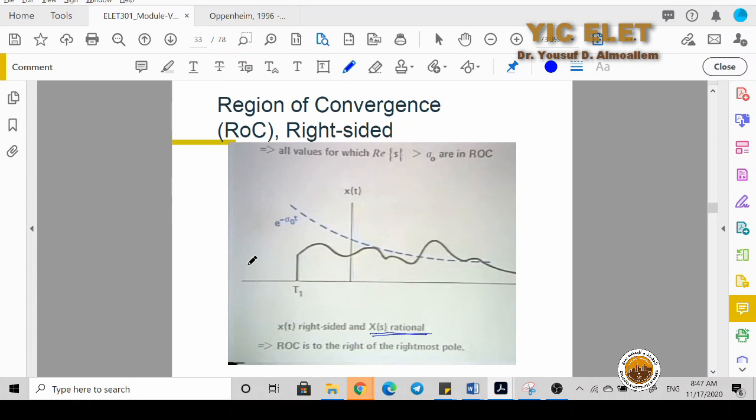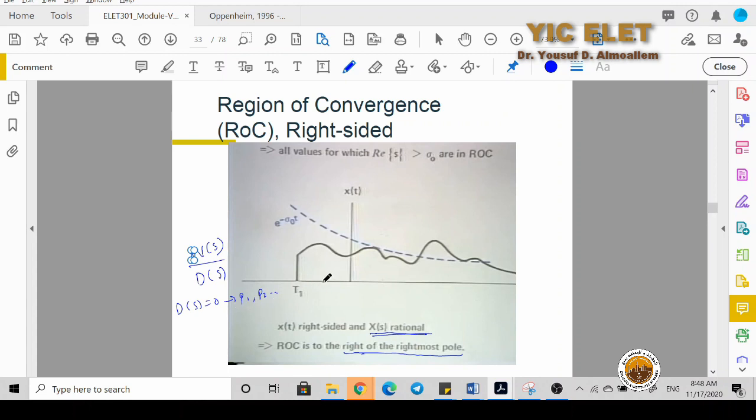فلما نحلل denominators والdenominators ونبدأ نشتغل عليها، فنجي نقول حيطلع معانا D of S equal to 0, and this will give you the poles P1, P2, and etc. Then the region of convergence will be to the right of the rightmost pole.